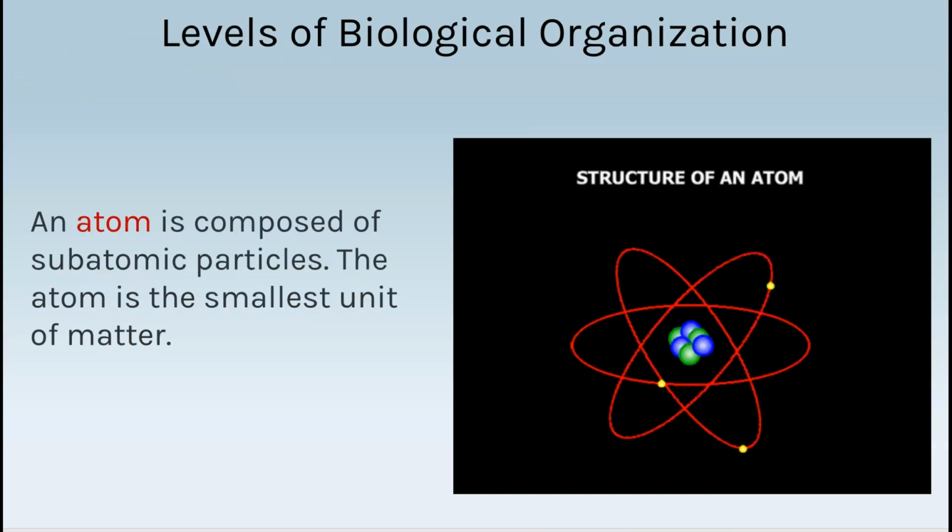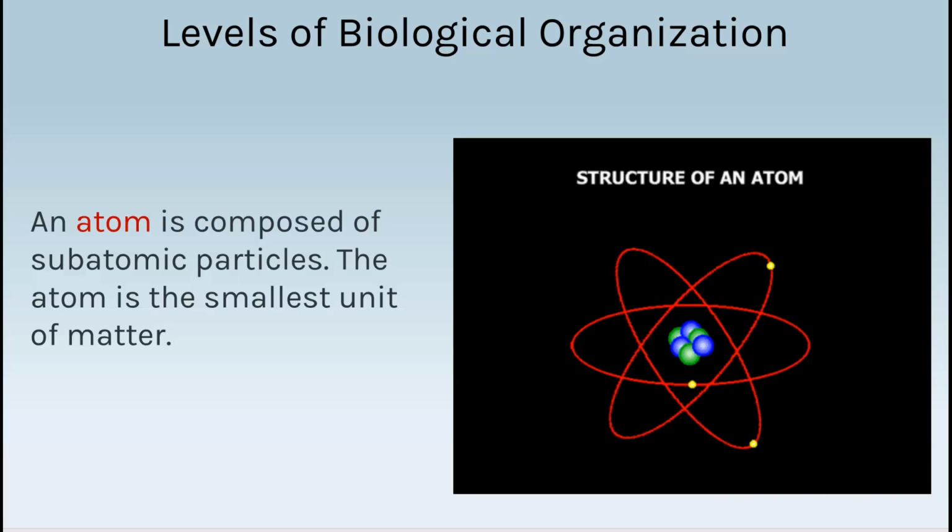Now let's start at the smallest scale of biological organization. This is the atom. Now you're all probably familiar with the atom from chemistry that you've taken previously. So an atom is composed of subatomic particles. Now there are many different types of subatomic particles, and we're doing research on this all the time. But the three subatomic particles that you need to know for this course are protons, neutrons, and electrons. And we will cover those in our next module, which is the chemistry of life.